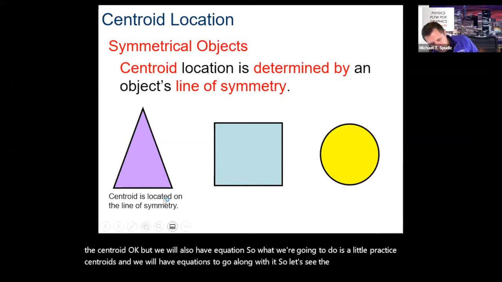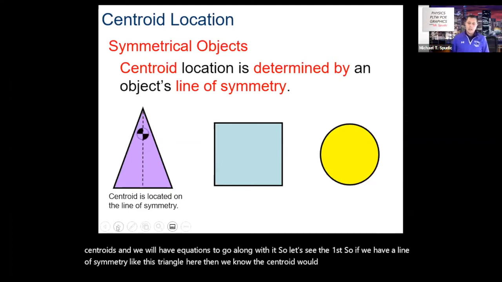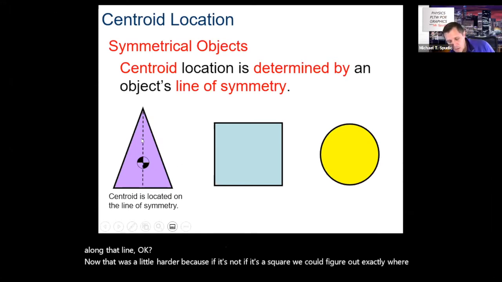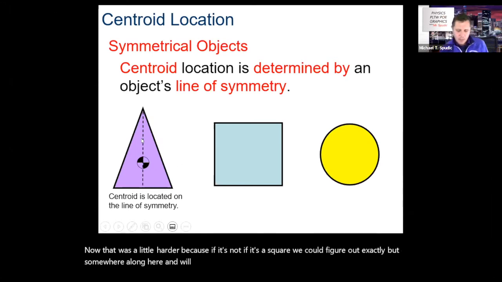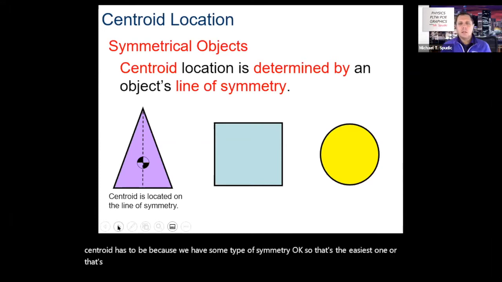If we have a line of symmetry like this triangle here, then we know the centroid would be somewhere along that line. Now that one's a little harder, because if it's a square, we could figure out exactly where. But somewhere along this line is where the centroid has to be, and we'll have an equation, because we have some type of symmetry. So that's the least we can get out of it.